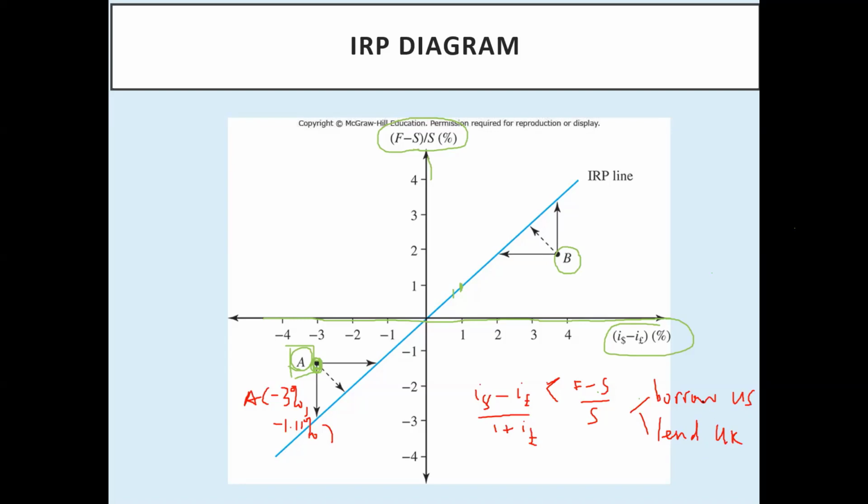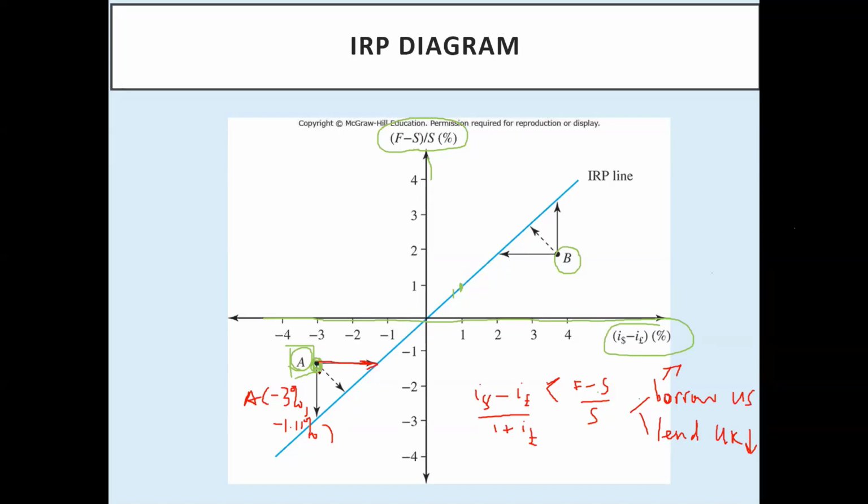So through this arbitrage, what do we think will happen to interest rates? When a lot of people borrow in the US, what will happen to the interest rate in the US? The interest rate in the US would increase, okay? At the same time, if a lot of people lend in the UK, there will be an oversupply of lending, and so the interest rate in the UK would decrease, okay? And that will bring A towards the right.